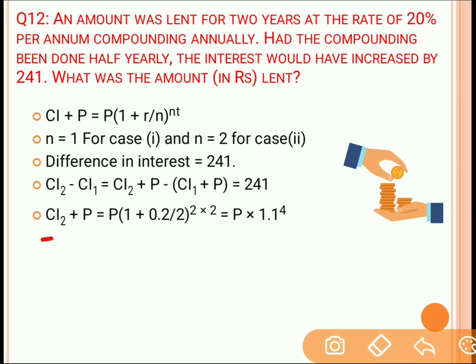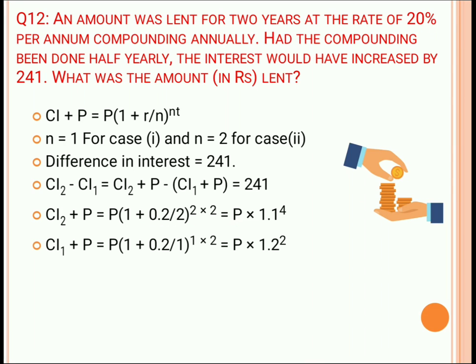Compound interest plus principal for half yearly will be equal to P into 1 plus R, which is 20%, so it can be written as 0.2 upon 2, raised to 2 into 2. In this case, compounding is done half yearly and the amount is equal to P into 1.1 raised to 4.